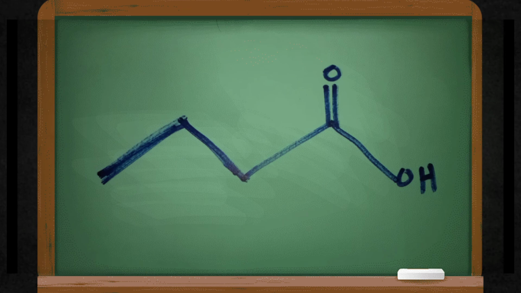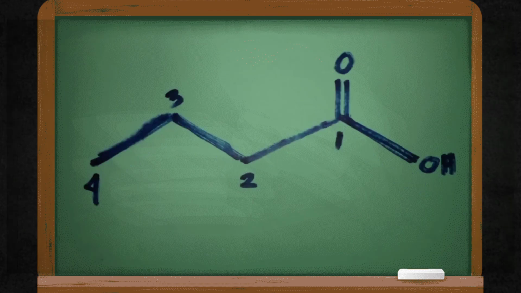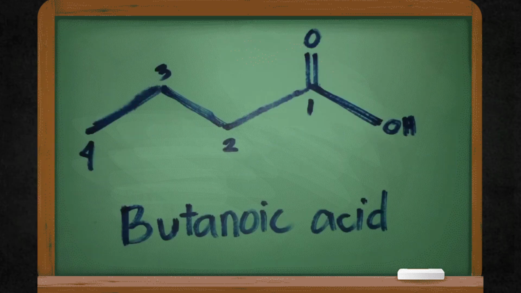Just like naming any other organic molecule, we need to find first the longest carbon chain. In this example, the longest carbon chain is 4, which means that the prefix is but. Instead of calling it butane, we will replace the suffix with -oic acid and it will become butanoic acid.